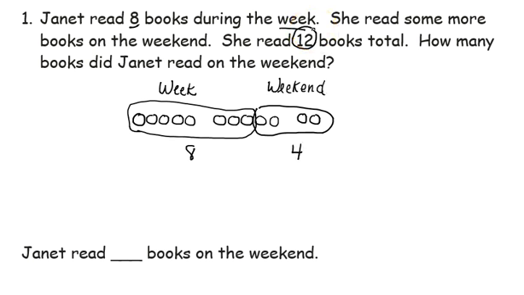And we'll put that answer in our answer statement. Janet read 4 books on the weekend. The 8 and the 4 represent the 12 books in all, and the 4 are the books that were read on the weekend.